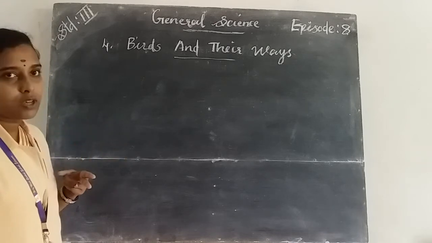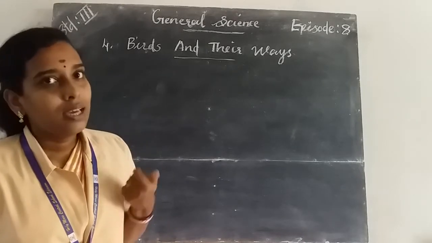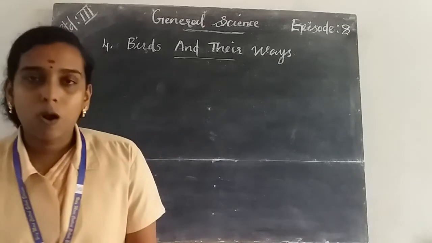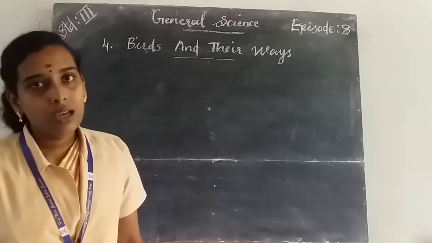The second type of feathers are flight feathers. Flight feathers help the birds to fly. The flight feathers are long and flat feathers which are found on the wings and tails of a bird.